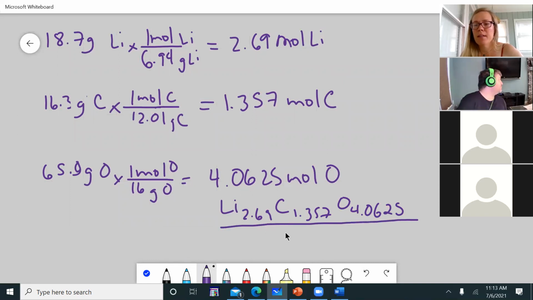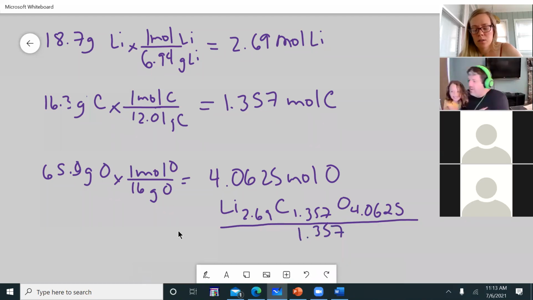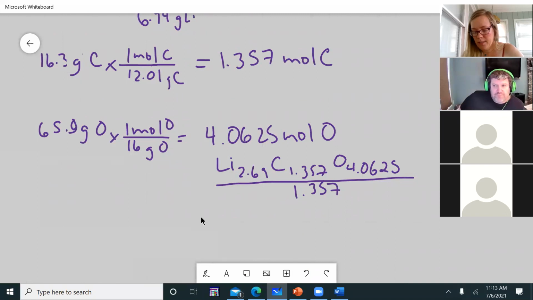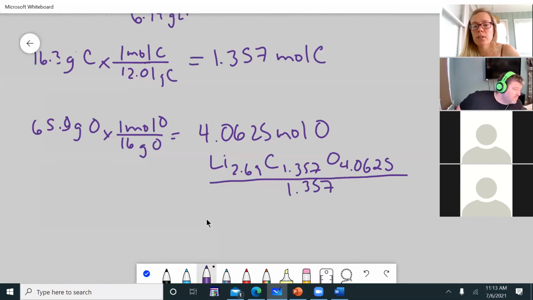Okay, so we're going to divide by the smallest number. The smallest of the decimals here is that carbon one, the 1.357. So everything's going to get divided by 1.357. So what is 2.69 divided by that 1.357? Come on, whole number. Okay, 1.98. That is totally close enough to 2 to be rounded to 2. So we're going to keep that as lithium with a 2.